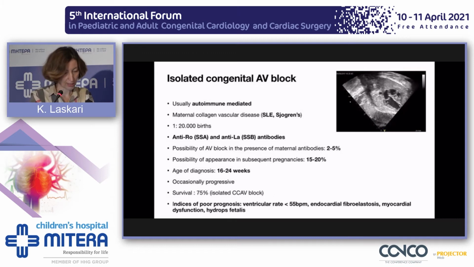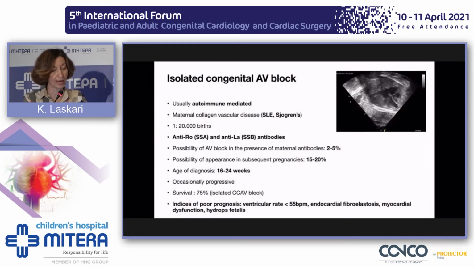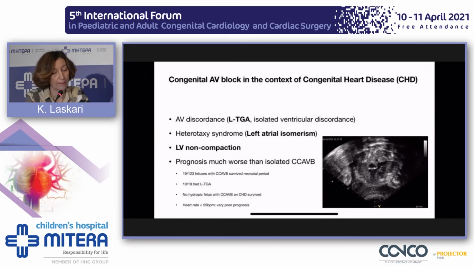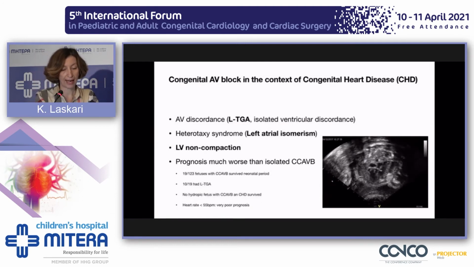The age of diagnosis is 16 to 24 weeks. That is because the conduction system of the fetus is fully developed at around 16 weeks. It is occasionally progressive, and survival is 75% in isolated congenital complete AV block. The indices of poor prognosis are ventricular heart rate less than 55 beats per minute, endocardial fibroelastosis, myocardial dysfunction, and hydrops fetalis.